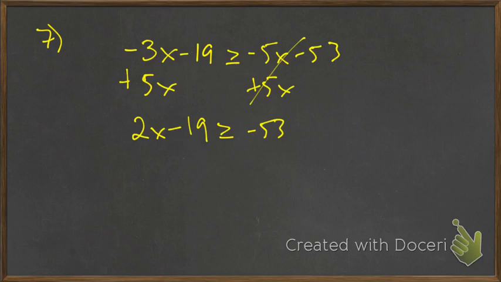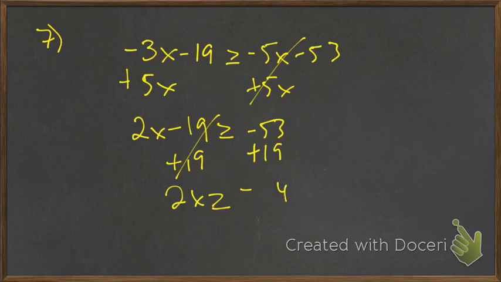You good with that? And then just like the last question, I've got 2 steps. I'm going to add 19 to both sides. And that's going to give me negative 34, 2x is greater than or equal to negative 34. Divide both sides by 2.